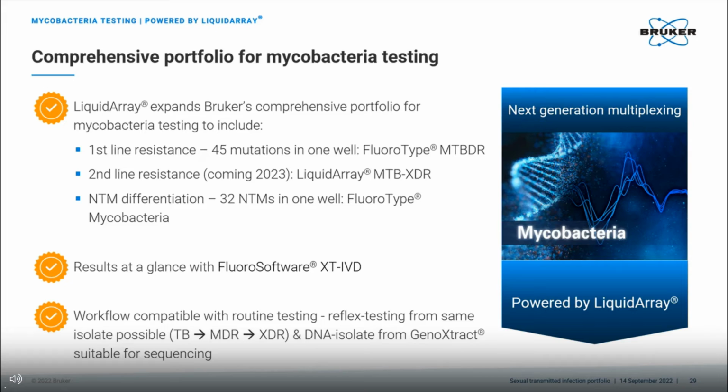And so we're really delivering a workflow that's compatible with routine testing, with reflex testing from the same isolate possible. So from the same DNA isolate, you can test for TB and your multi-drug resistance, as well as the second-line resistance assay coming soon. And also the GenoExtract isolate is suitable for sequencing if that's something that you also need to do for other research purposes or doing some epidemiological studies.